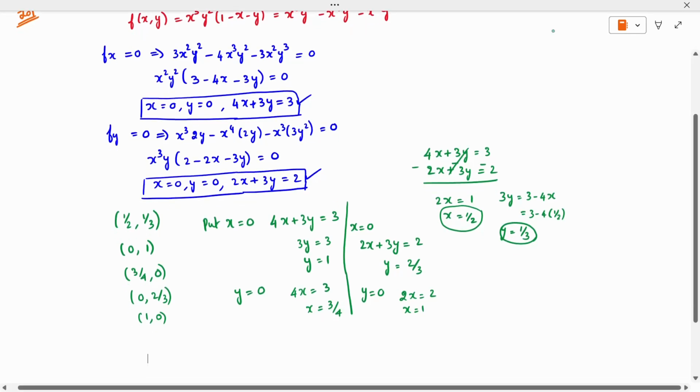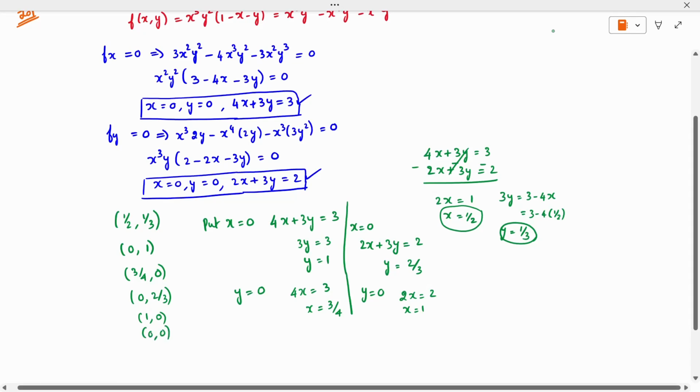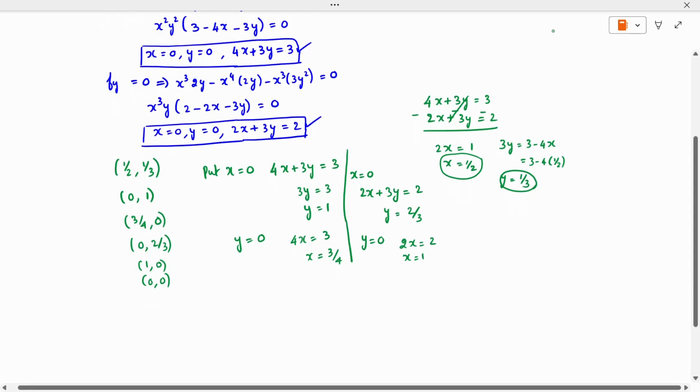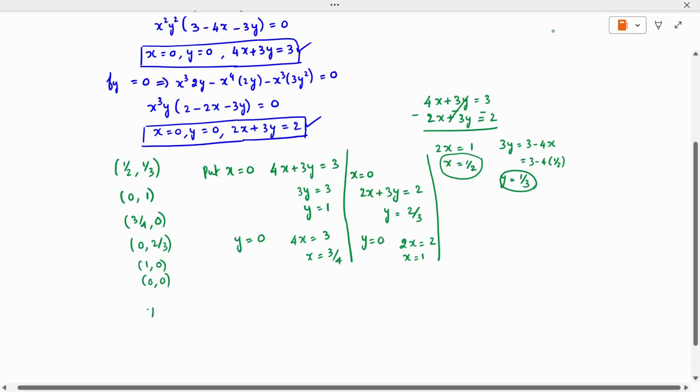0 comma 0. One more is x0 and y0. So that combination I can write, it's 0 comma 6 0 also I have to write. So how many stationary points in total? We have 6 stationary points. Okay, so I will write all the stationary points.